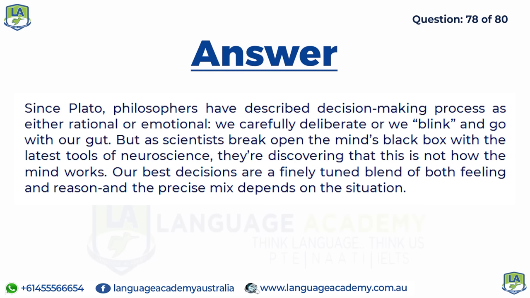Since Plato, philosophers have described the decision-making process as either rational or emotional. We carefully deliberate or we blink and go with our gut. But as scientists break open the mind's black box with the latest tools of neuroscience, they're discovering that this is not how the mind works. Our best decisions are a finely tuned blend of both feeling and reason, and the precise mix depends on the situation.